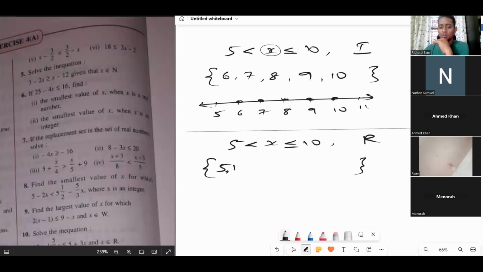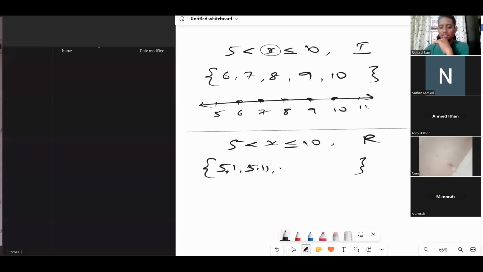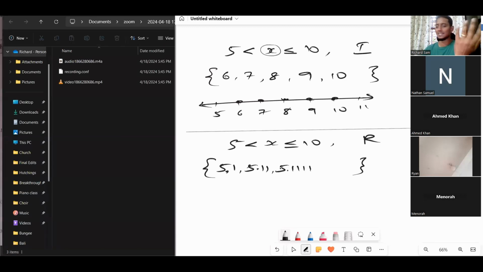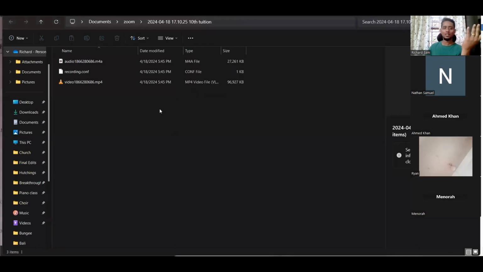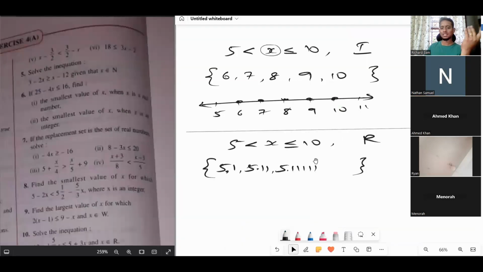So for example, you'll have 5.1, 5.11, 5.11111. Like, you have so many numbers. So the problem is what? Real numbers cannot be represented as a replacement set. Is that clear, everyone? Real numbers, you cannot write in brackets. Only integers, natural numbers, and whole numbers can be written as a replacement set. For real numbers, you cannot put them inside a replacement set. But we can draw a number line.